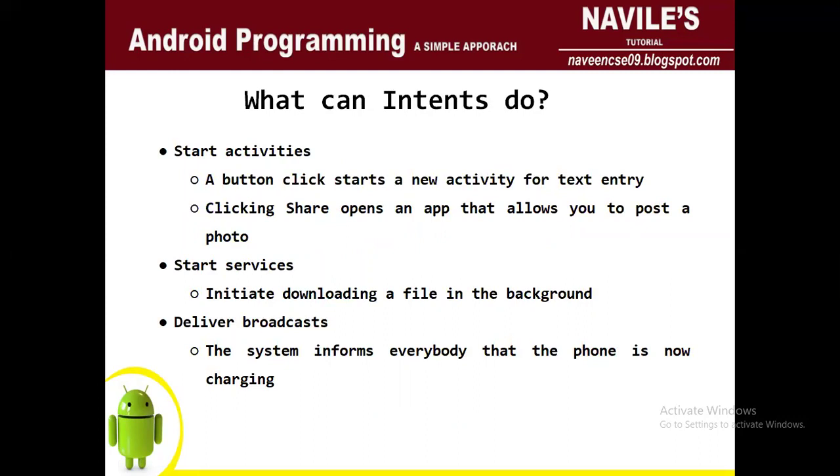Intents can start activities, like a button click starts a new activity for text entry. Clicking share opens an app that allows you to post a photo. An intent can start a service, to initiate downloading a file in the background. An intent can deliver a broadcast, like the system informs everybody that the phone is now charging. In simple words, an intent is capable of starting a new activity, starting a new service, and delivering broadcast.